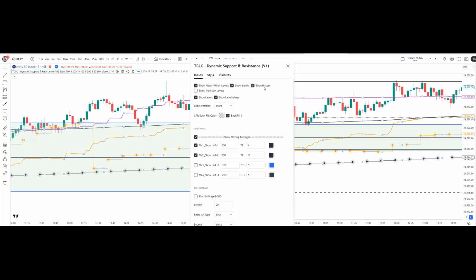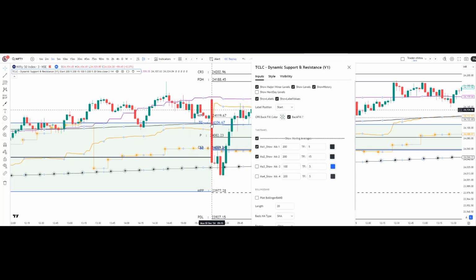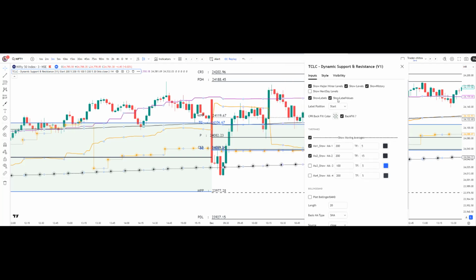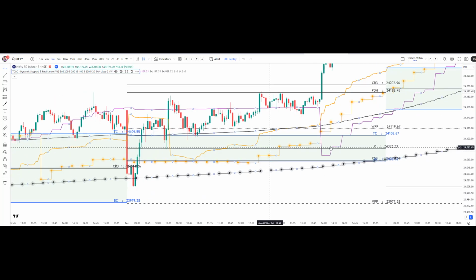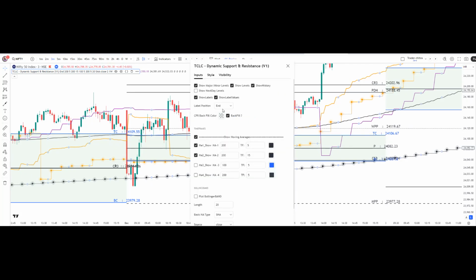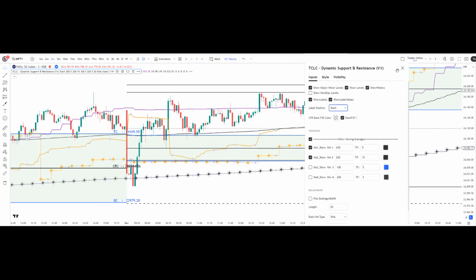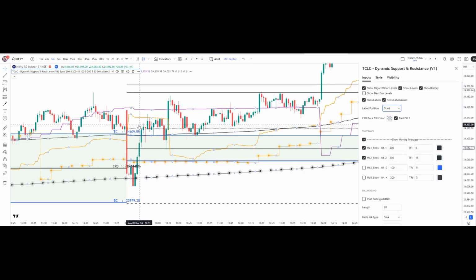If you enable show history, we can see the previous days or even the previous weeks levels also. If you enable show next day level, you can see the next day CPR levels. Show labels means you can see the labels here, and show label values means you can see the numbers, which instrument you are looking into, those values you can see here. Label position we can keep at start or at the end. If you keep end, those values will go and we can see them at the end. Usually I prefer to keep the label position start, so we can see the levels at the first candle itself.